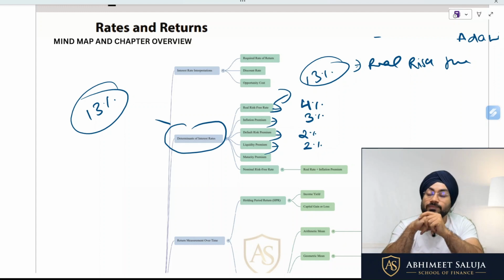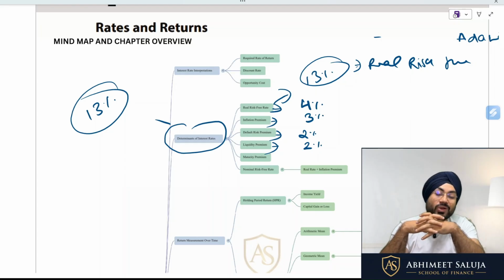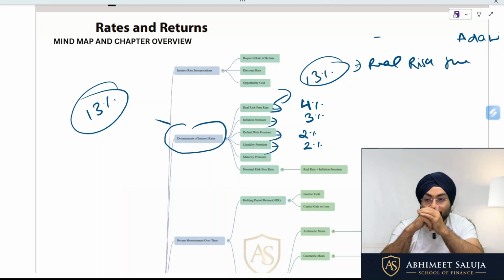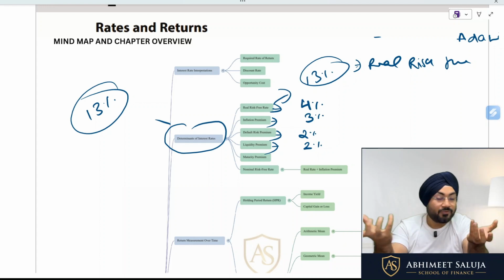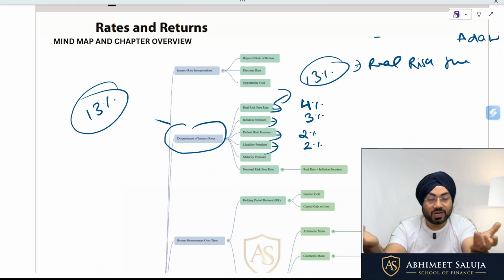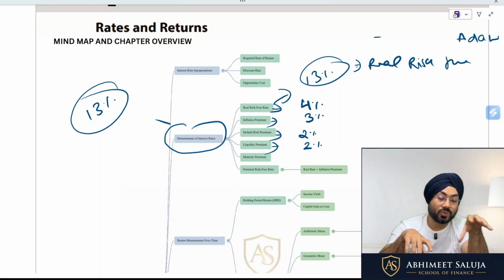Now, what is maturity premium? I have two options today. Either I can invest in an asset which has a lock-in period of 1 year, or I can invest in an asset which has a lock-in period of 20 years. Which one should I choose? Obviously, I should go with the asset which has a lock-in period of 1 year, right? Because after 1 year I am free to sell my asset. I am free to do whatever I want to do, other than just investing in a 20-year lock-in asset.